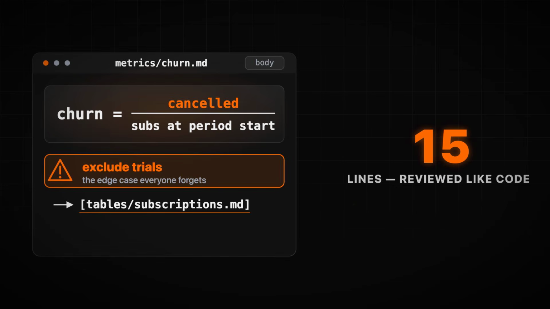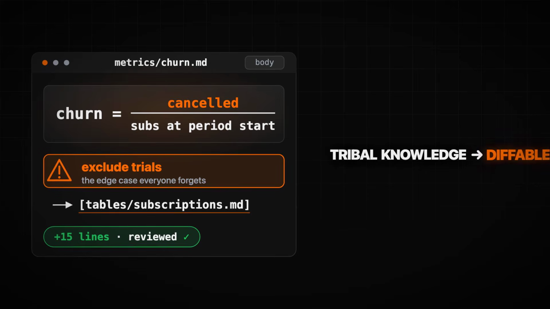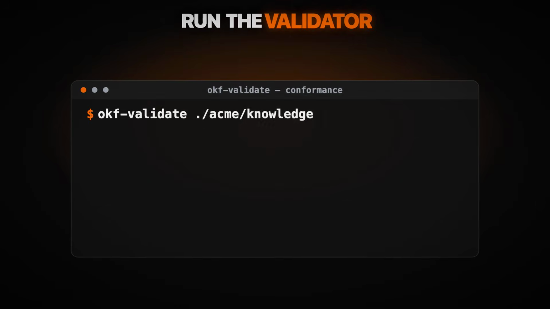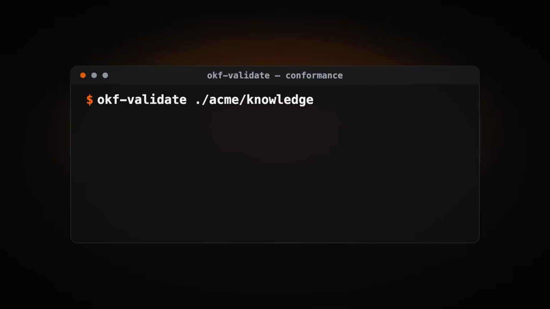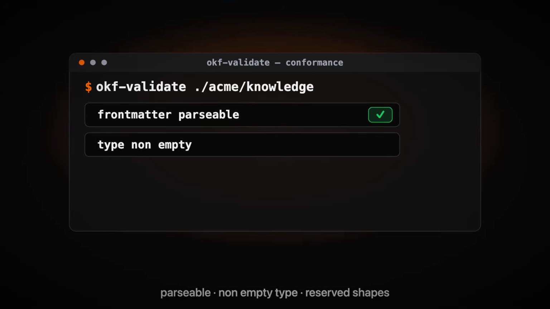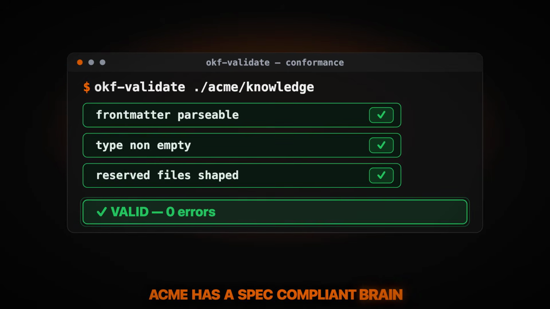15 lines, version controlled, reviewed in a pull request like any other code. Your finance team's tribal knowledge just became diffable. Before wiring anything up, run Google's open source validator against the bundle. It checks exactly 3 rules: parsable front matter on every file, a non-empty type, and reserved files shaped correctly. That's the entire conformance suite. Green checks across the board. Acme now has a spec-compliant brain.